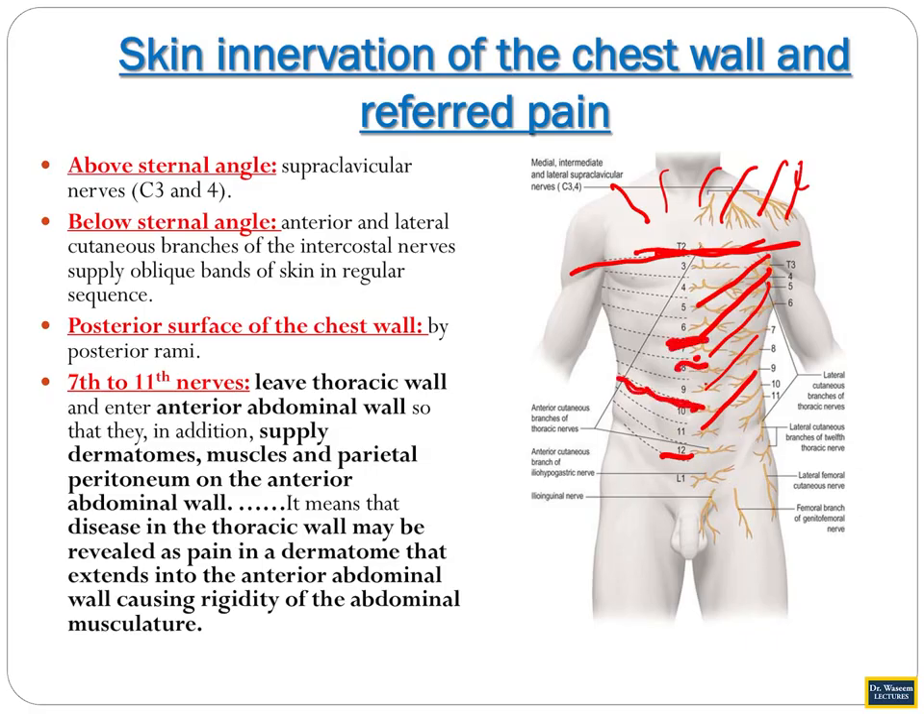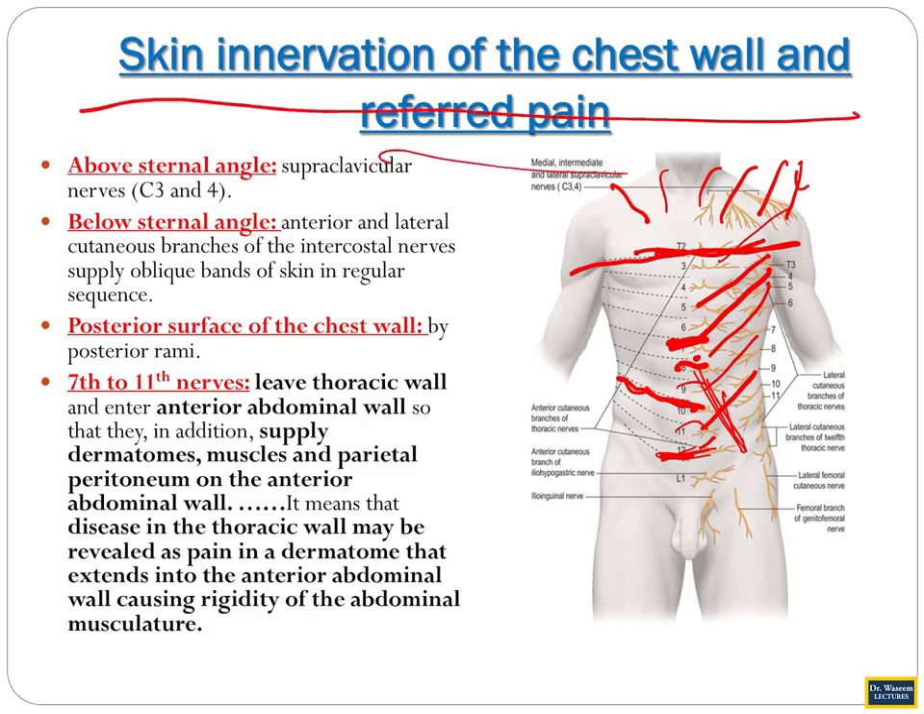This indicates that if the disease is in the thoracic wall, the referred pain will be in the abdomen. If the disease is on the back side, you will have the thoracic wall involved, because the nerves are coming in the abdomen, so you will have the pain in the abdomen also, pain in the muscles of the abdomen. So dermatomes, because they extend on the anterior abdominal wall, skin innervation of the chest and referred pain is very, very important clinically.